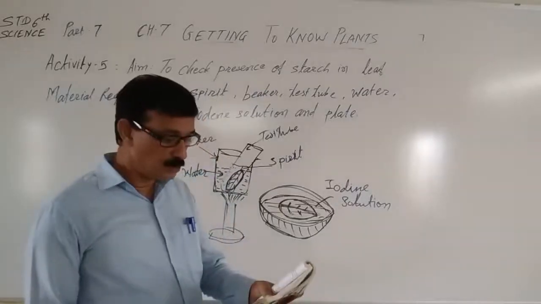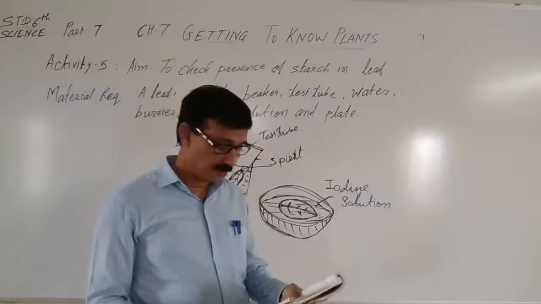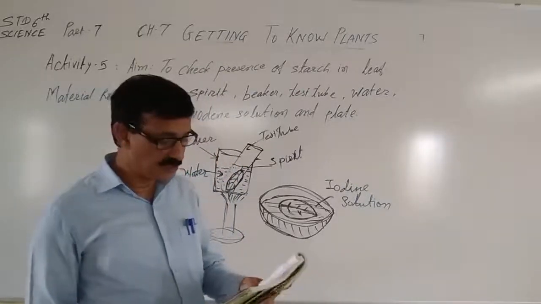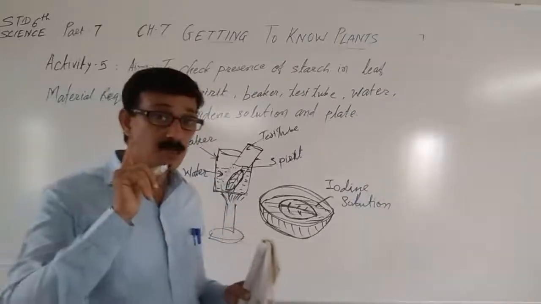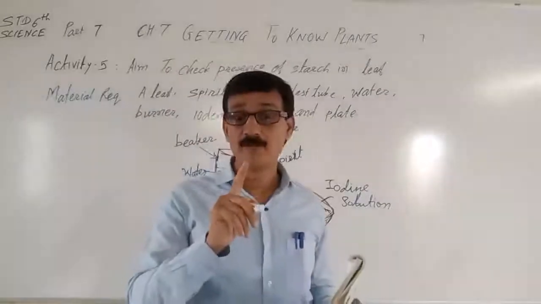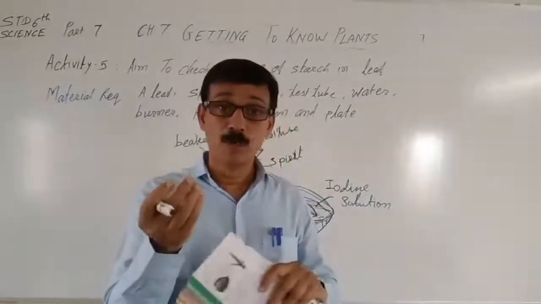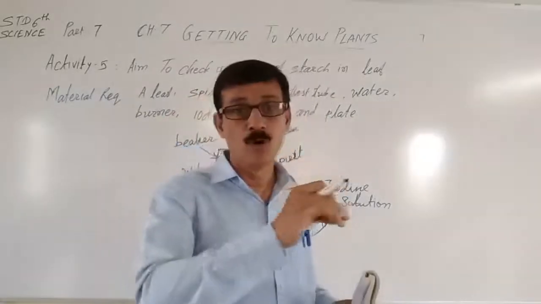Place it on a watch glass and pour some iodine solution over it. What do you observe? Compare your observations with those done in chapter 2. See, in chapter 2 also we performed a test for starch. You must be aware of that. We put some iodine solution on the potato.